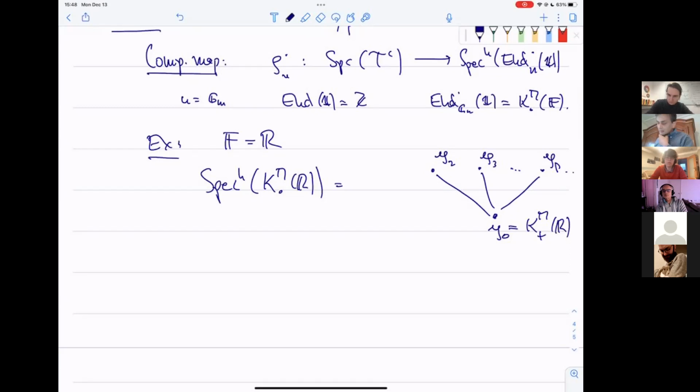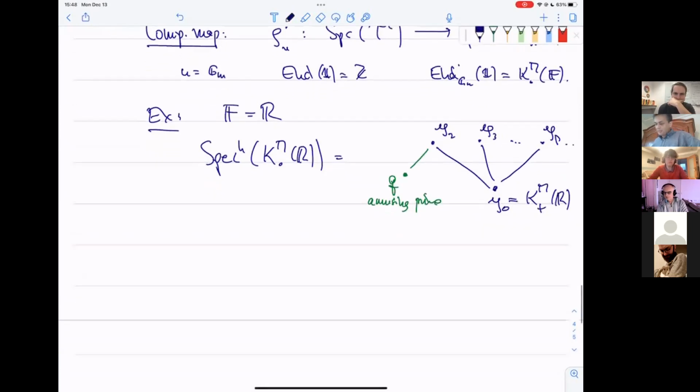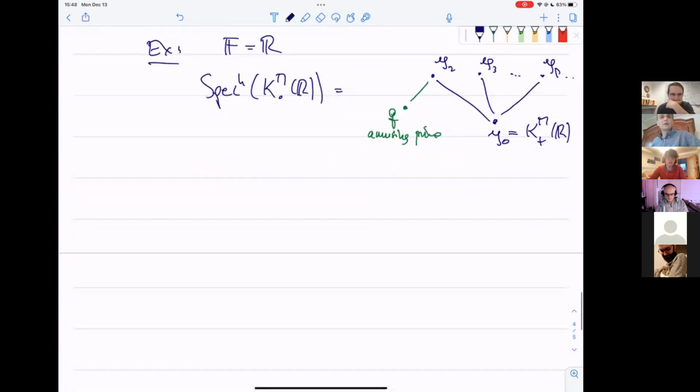And the amusing thing is that there is one more prime, which sits, so the lines indicate that the higher point is in the closure of the lower one. So it's the specialization relations, if you want. There's one more prime here, which I'm going to refer to as the amusing prime, because we are going to see that come back in a moment. So just to have a name for it, okay? And this amusing prime, in the Milnor-K theory, you can describe it pretty easily.